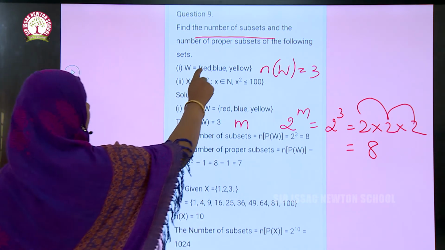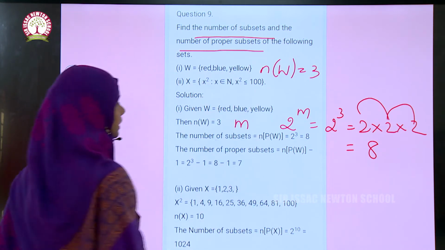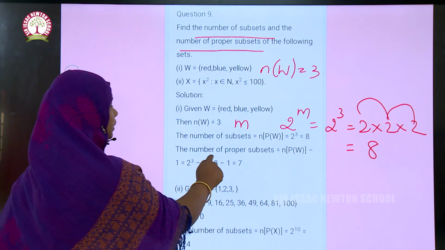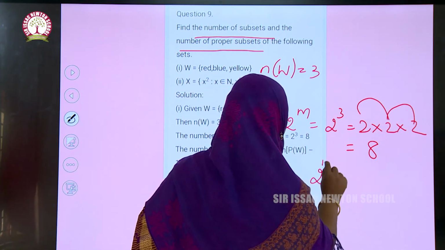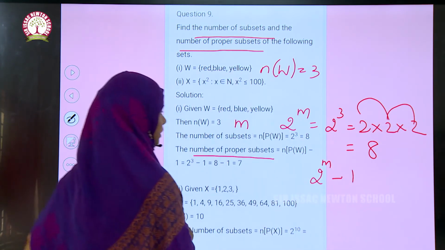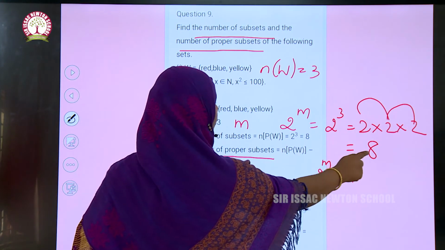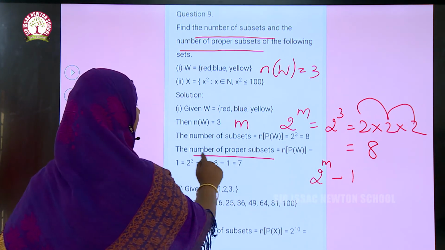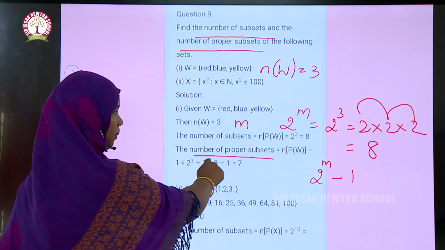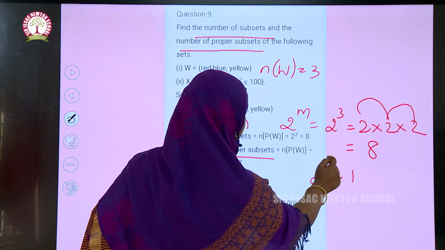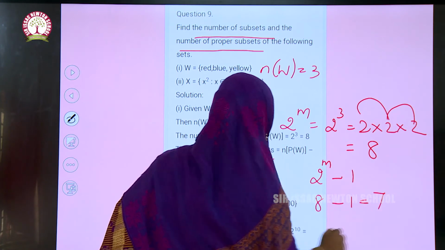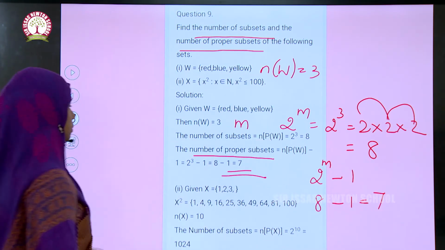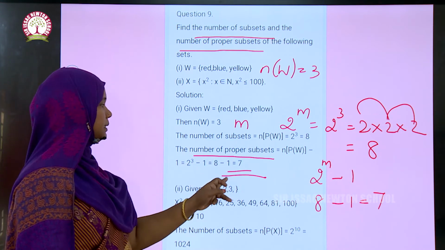And then we are going to find the number of proper subsets. To find the number of proper subsets, we have a formula, which is 2 power m minus 1. Already we found that 2 power m is equal to 8. Now do this calculation: 2 power m minus 1, that is 8 minus 1, which is equal to 7. So the number of proper subsets is 7.